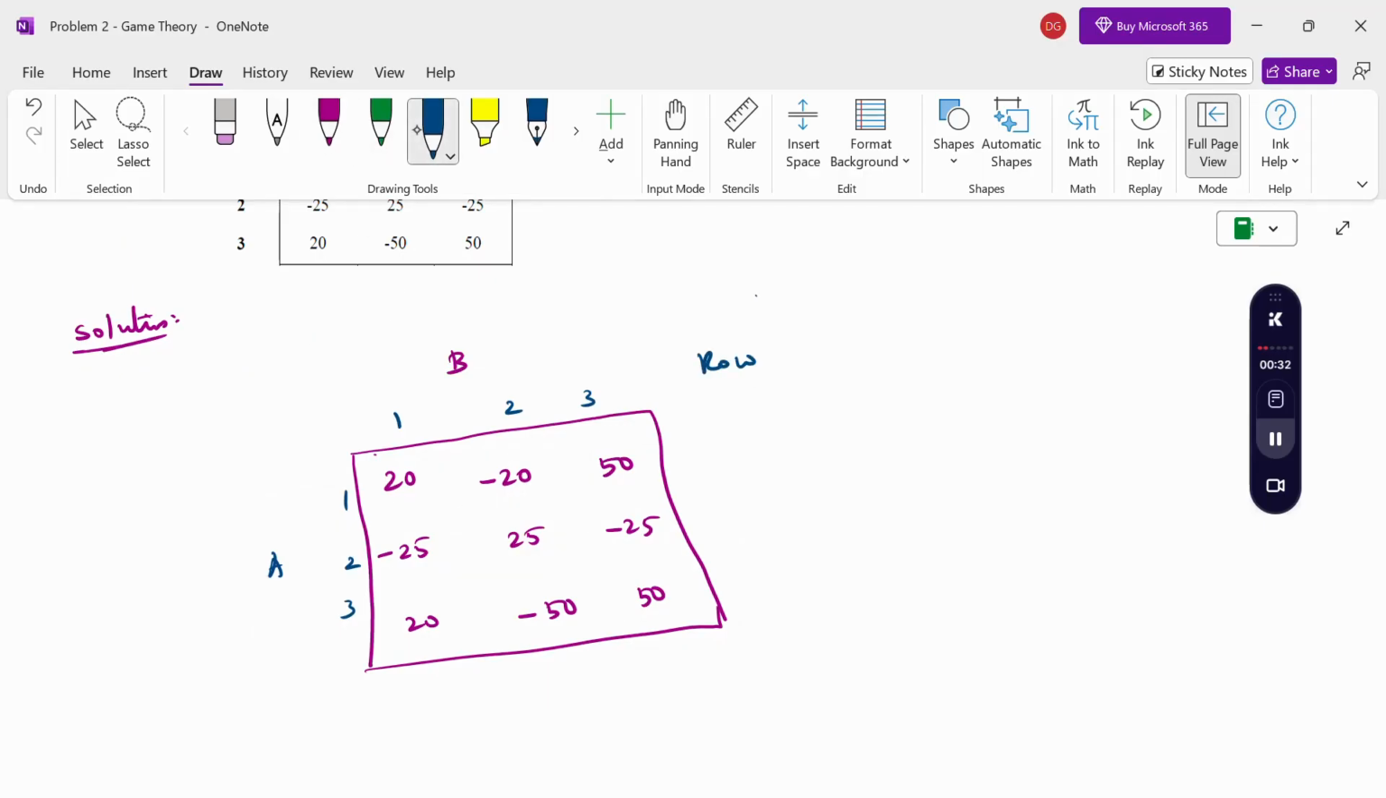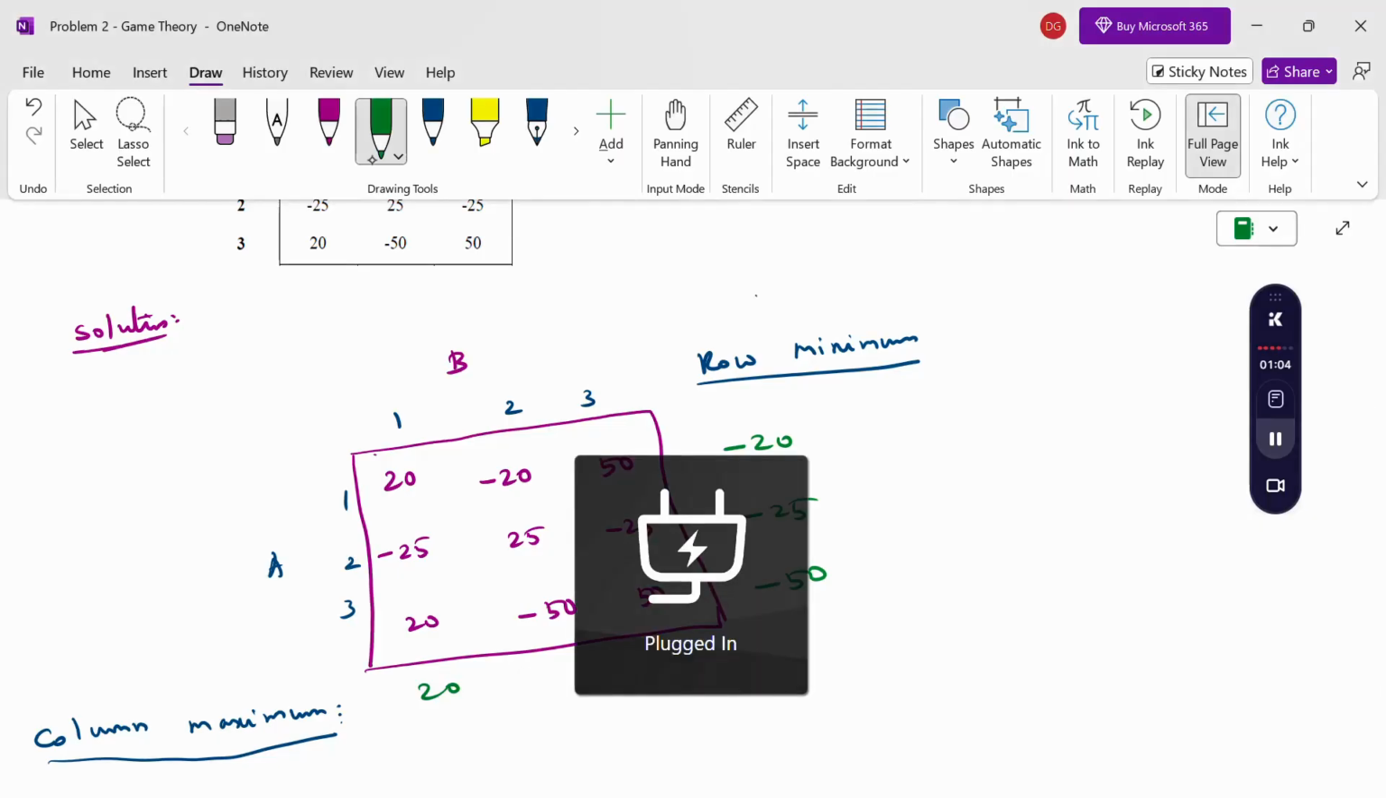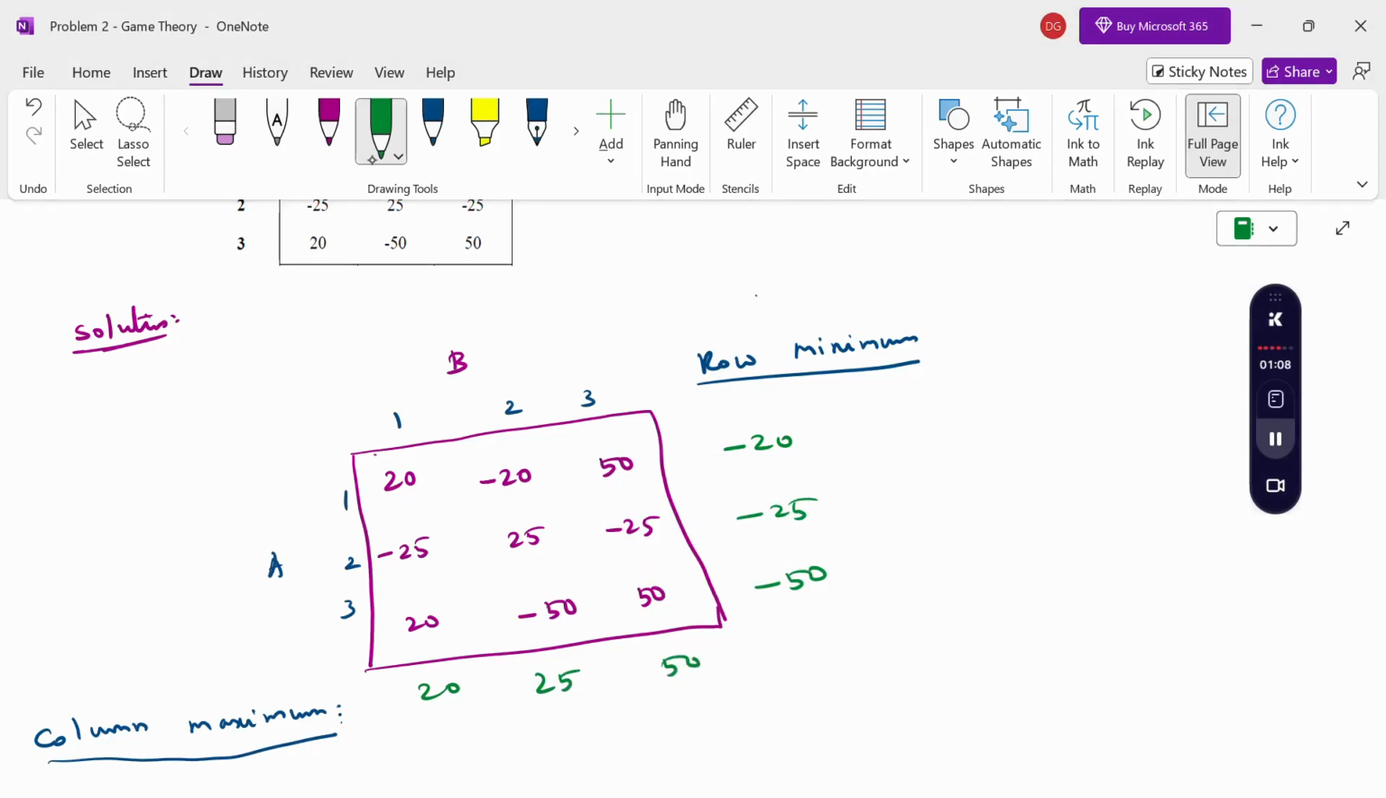First of all, calculate the row minimums: first row minimum minus 20, second row minimum minus 25, third row minimum minus 50. Then the column maximums: first column maximum 20, second column maximum 25, third column maximum 50. In the minimum values, choose the maximum. Which one is the maximum? Minus 20. Therefore, this is the maximin. And in the maximum values, choose the minimum. 20 is the minimum. It's the minimax.